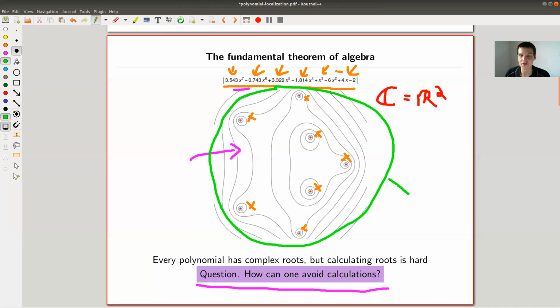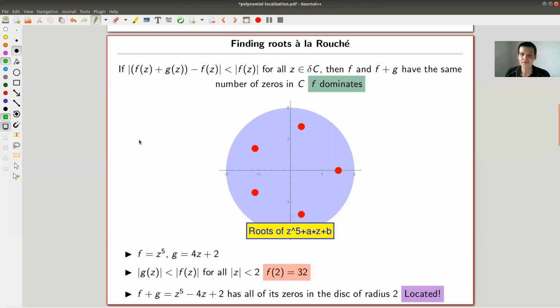I want to draw the circle, basically. I want to have a good formula for the circle, depending on the polynomial. And the first theorem I would like to discuss is something you might have seen in complex analysis. Usually it's not discussed, at least in my experience in complex analysis, is a theorem by Rouché. Hoping I pronounced the name correctly, of course.